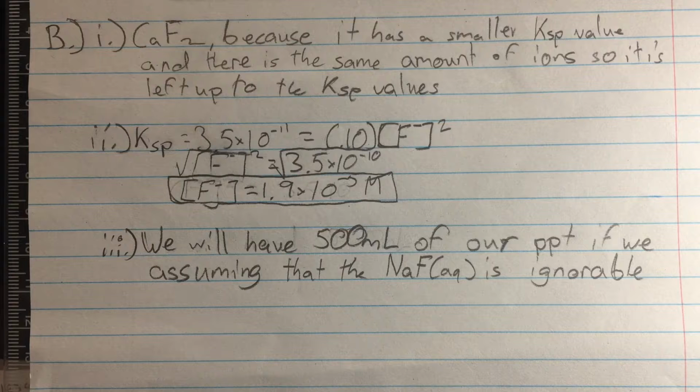For part 1, it asks which salt will precipitate first, CaF2 or BaF2, and to justify our answer. For part 1, I said CaF2 because it has a smaller Ksp value, and since the number of ions are the same, it'll only depend on the Ksp value, and that being CaF2 is smaller.